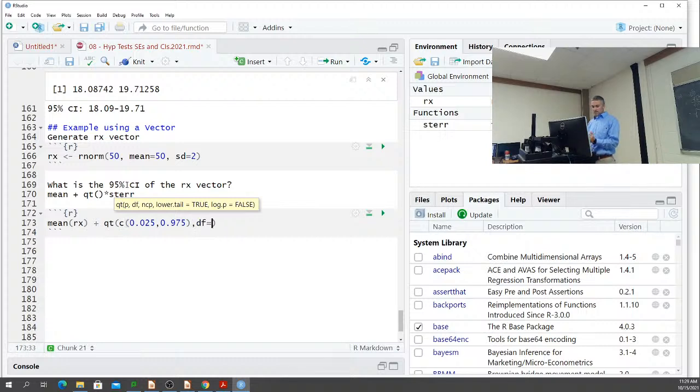Our degrees of freedom, though, how do we get that? Yep, n minus 1. I'm going to use length of the Rx minus 1. Since I know we have no missing data points, I'm just going to pass the length of Rx minus 1. If we didn't want to use this, how do we find out how many data points we have? Yeah, we can look at the environment. So this shows us it is 50.